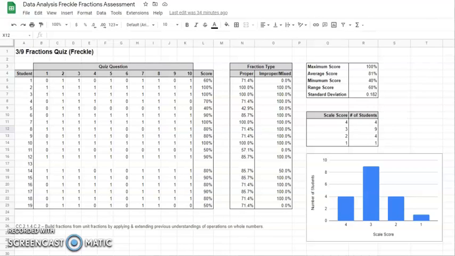Hi everyone, this is Nate Miller, and this is my fraction data analysis. I just used it for a quick quiz that I actually administered today about fractions with my students.